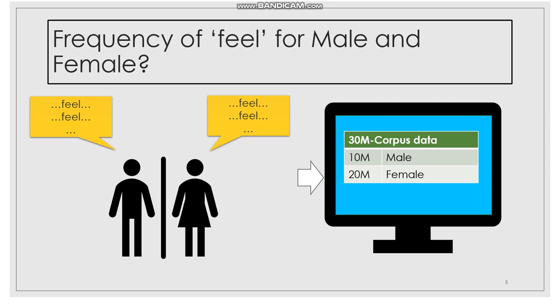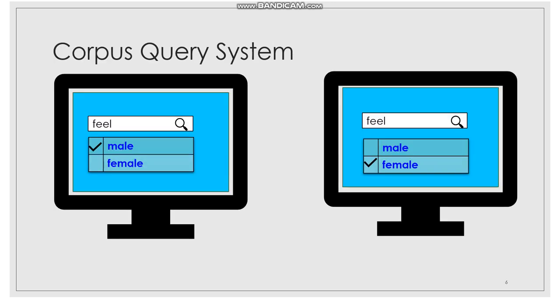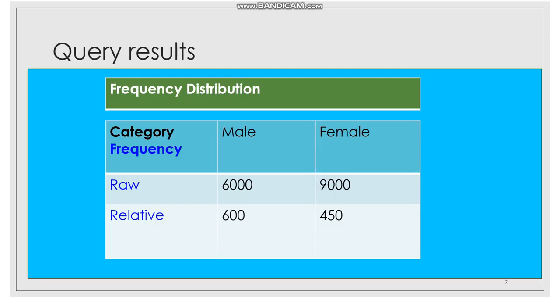We want to discover how frequently the word feel is used in the male subcorpus and the female subcorpus. After we input feel in the query box of our corpus query system, we get the following result. The raw frequencies of feel are 6,000 for male speakers and 9,000 for female speakers. The relative frequencies of feel are 600 for male speakers and 450 for female speakers.